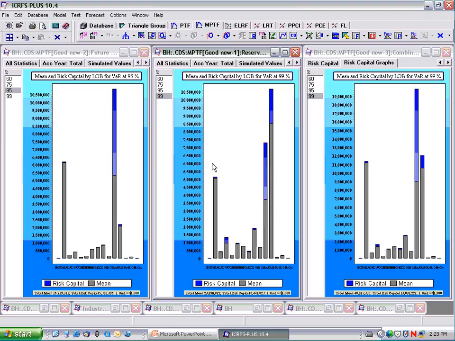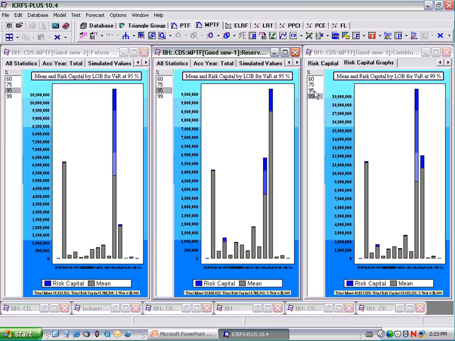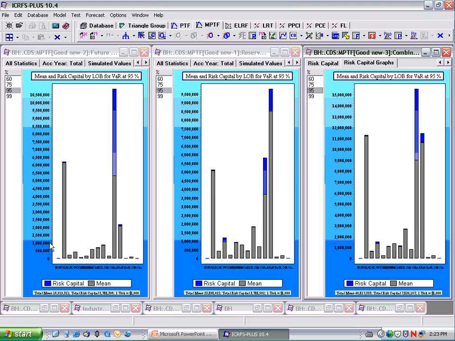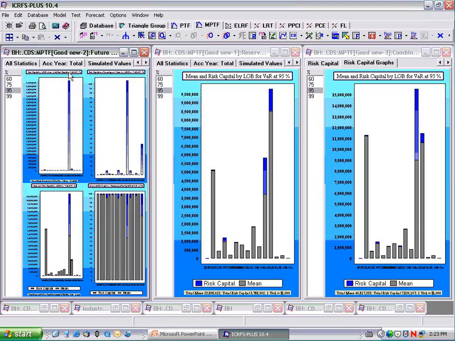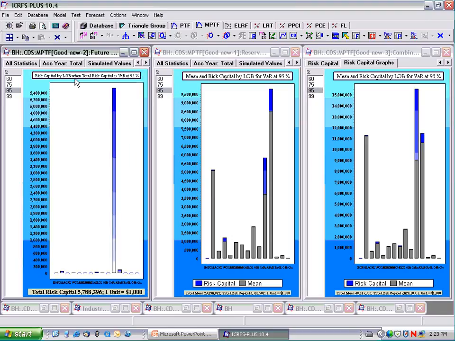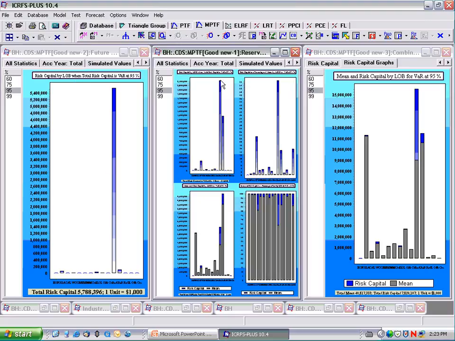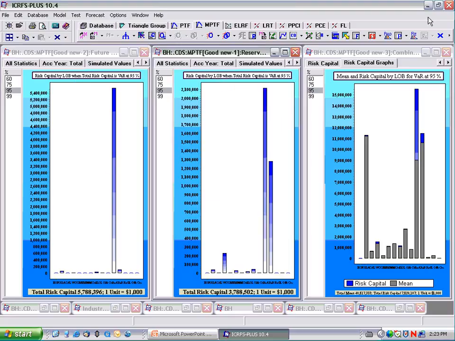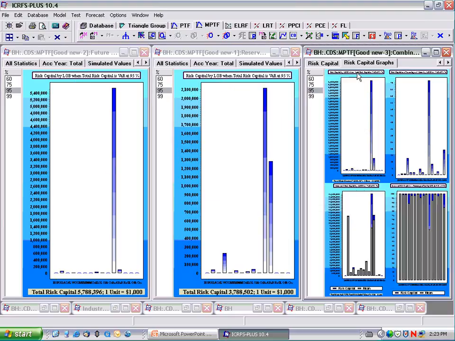I used to be able to see these. Sorry, let's go to 95 on each. Made a mistake here. I thought I could see these, the risk capital. Is it somewhere else where we can see what the risk capital is? Yeah, total risk capital, that's much easier to read.